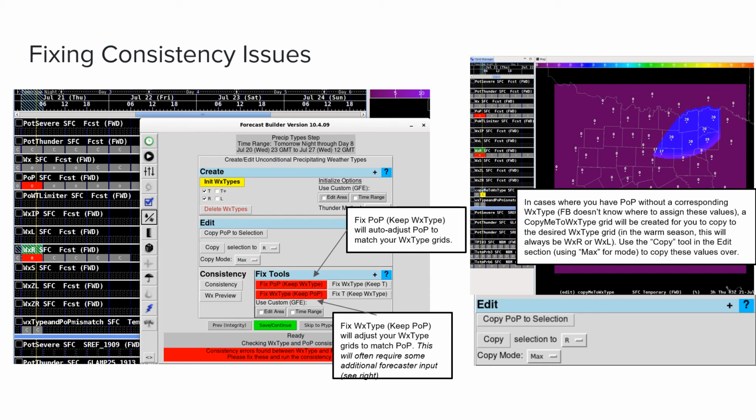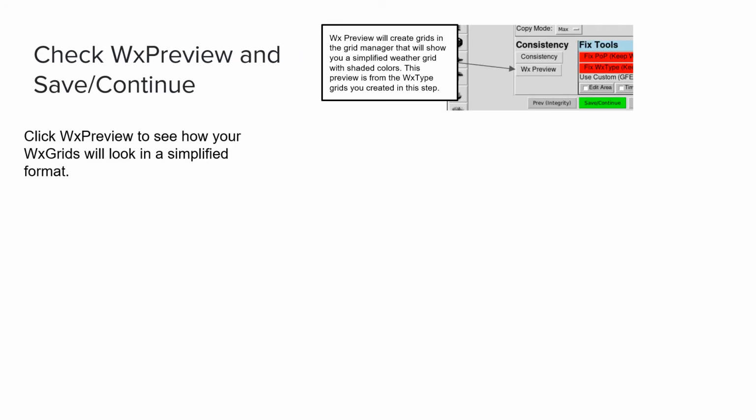Forecast Builder doesn't know what weather type you want to put this fix into, so instead it'll create a temporary grid called Copy Me To Weather Type. You'll highlight this grid and use the Copy tool in the Edit section using Max for mode and copy these values over to weather rain or weather drizzle. Fixing can also be restricted to selected time ranges or edit areas if desired.